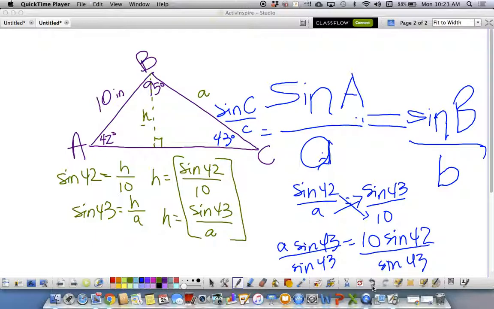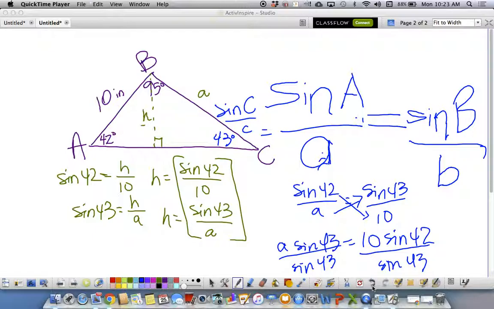And Coach King tells you, because you did this in algebra too, probably. I remember sine A over A. I thought it was sine C over C. I thought that was H. What is H?